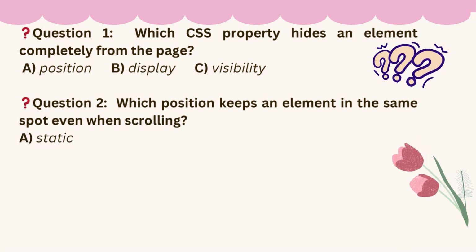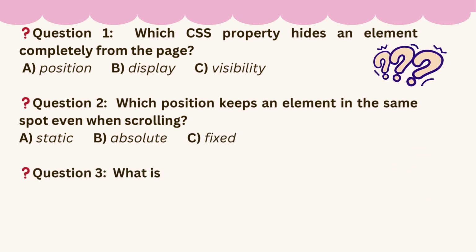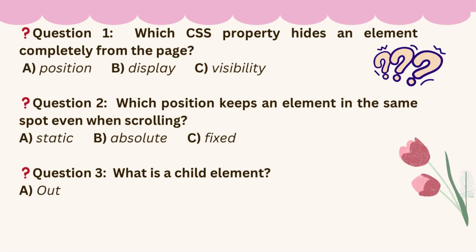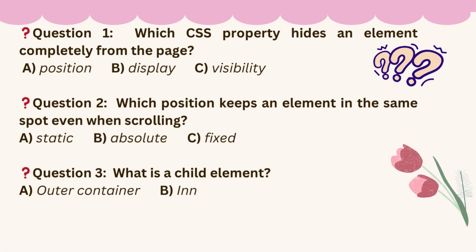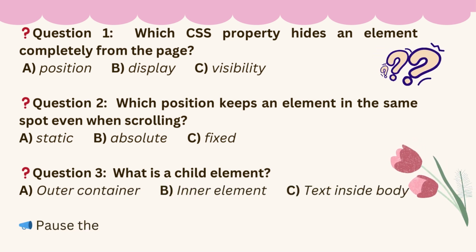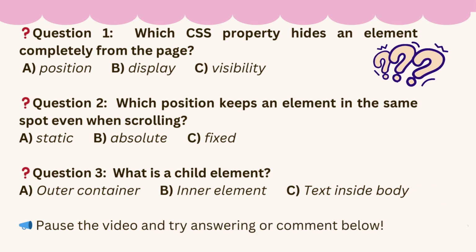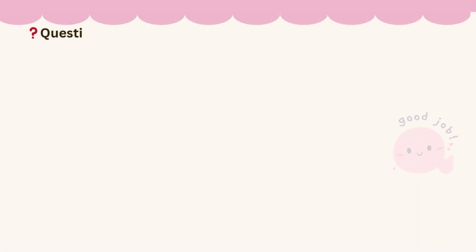A. Static. B. Absolute. C. Fixed. Question 3. What is a child element? A. The outer container. B. The inner element. C. Text inside the body. Pause the video and try answering, or comment below.